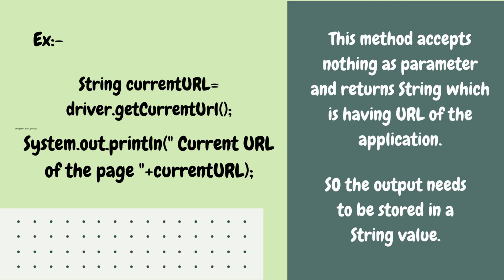Using driver object along with getCurrentUrl, I am trying to fetch the URL of the application and storing it in the currentUrl variable. In the second statement, I am just printing the current URL of the page.